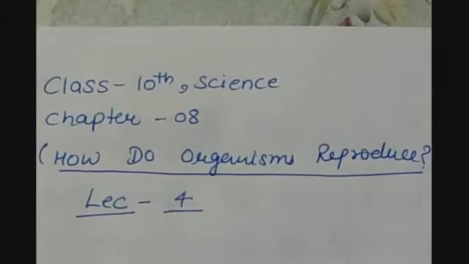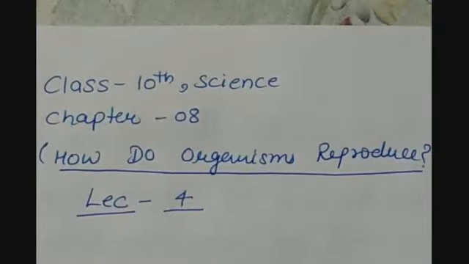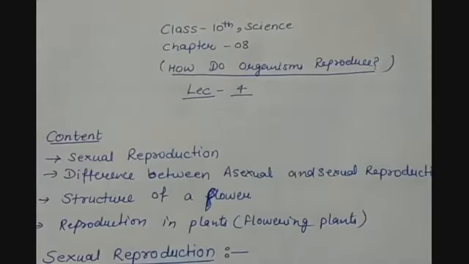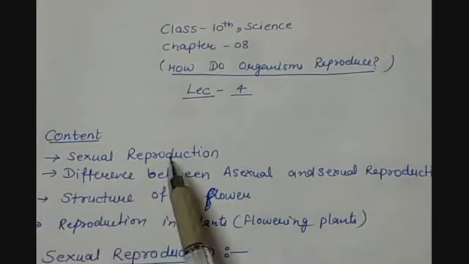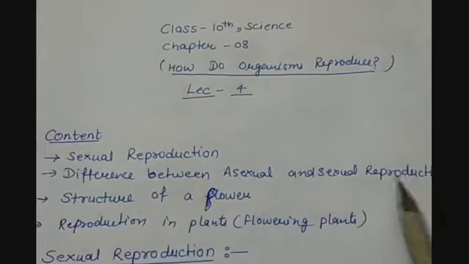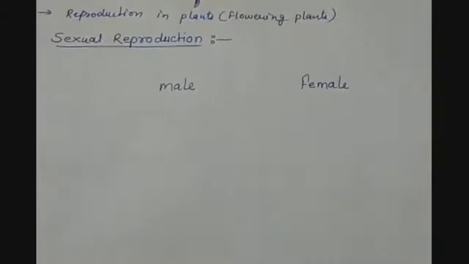Welcome back. This video is for class 10 subject science chapter number 8, how do organisms reproduce, and this is our lecture number 4. So dear children, as we have finished with asexual reproduction and all its methods, in today's lecture we will understand what is sexual reproduction. We will see the difference between asexual and sexual reproduction. Then we will understand the structure of a flower and we will see the reproduction in flowering plants. So children, let us begin with sexual reproduction.